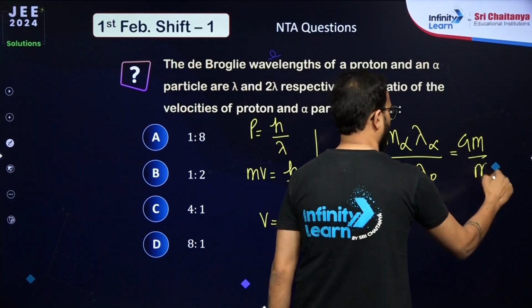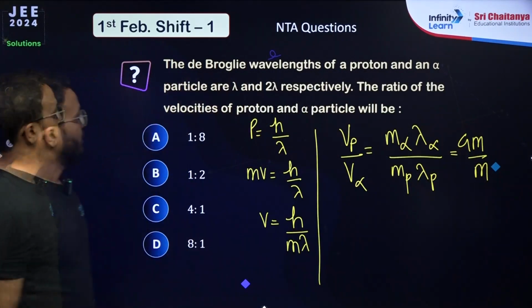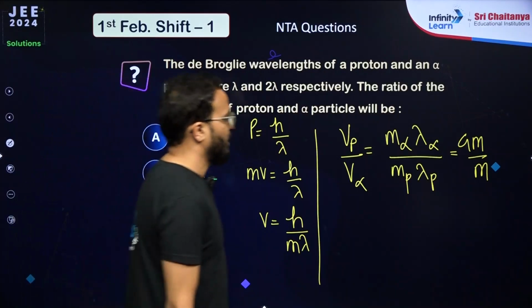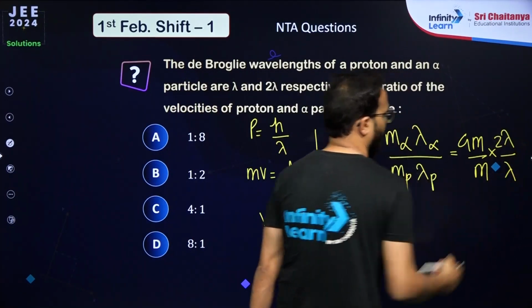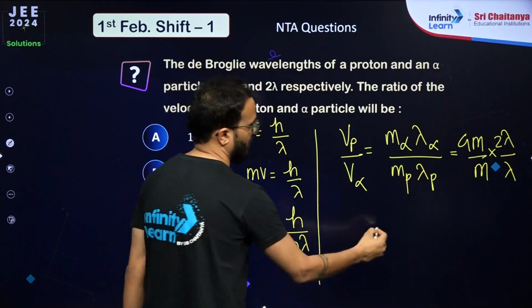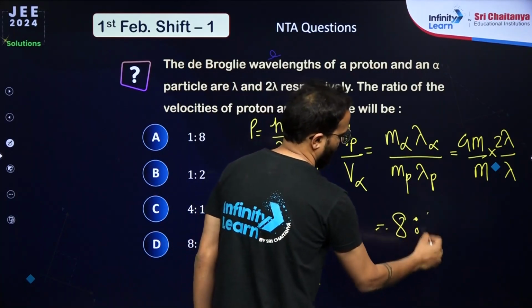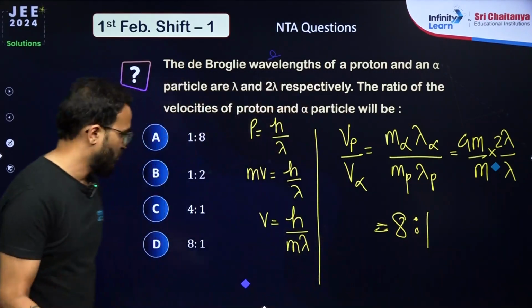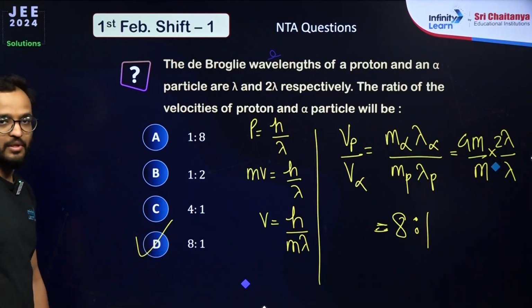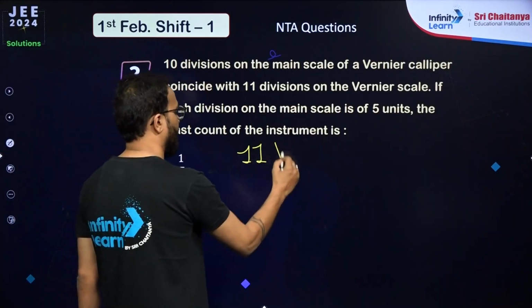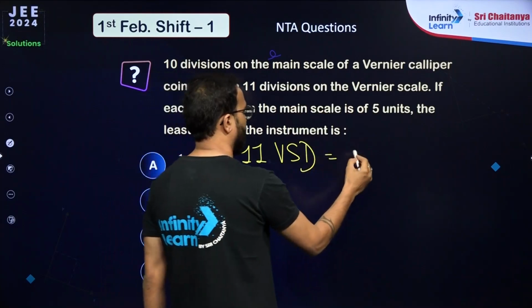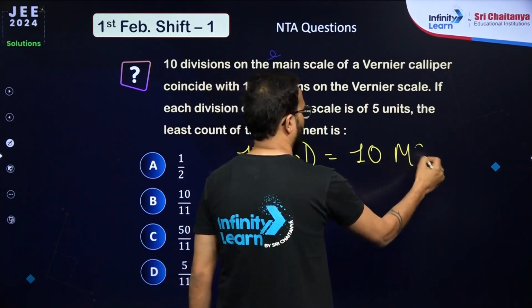Mass of alpha particle is 4m. Mass of proton is m. What about the wavelength? The de Broglie wavelength of a proton is lambda, and it is, I guess, 2 lambda for the alpha particle, right? So after solving, the answer comes out to be 8:1. 8:1, which option is correct? Fourth option.